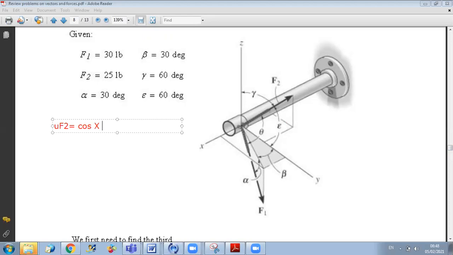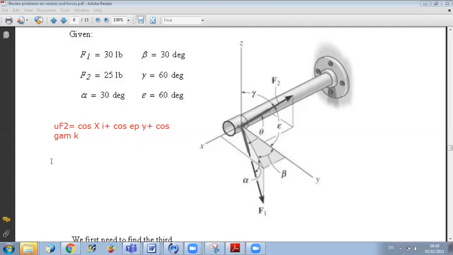So it's cosine alpha i plus cosine epsilon j plus cosine gamma k, okay? So now I know the unit vector of F1 and I know the unit vector of F2. What they want from me is to calculate theta, the angle between them. So now it's very simple.